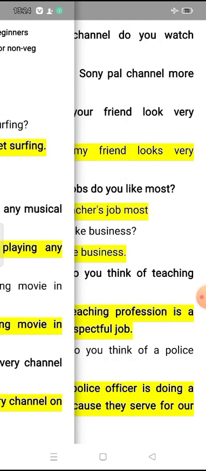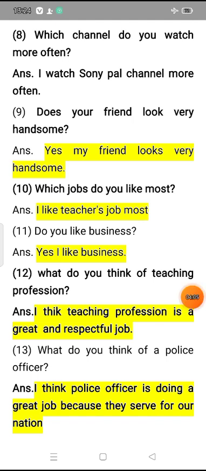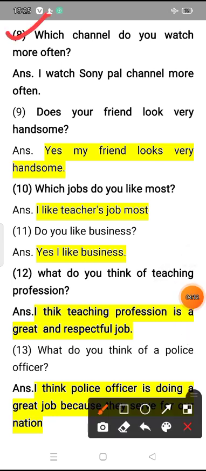Your eighth question is: which channel do you watch more often? Which channel do you watch more often? I watch Sony Pal channel more often. If you have too much interest in any channel, you can say I watch Sony Pal channel more often. It means more and more.